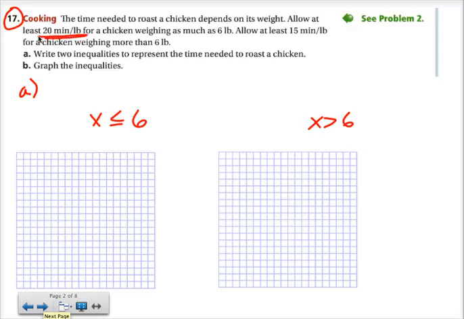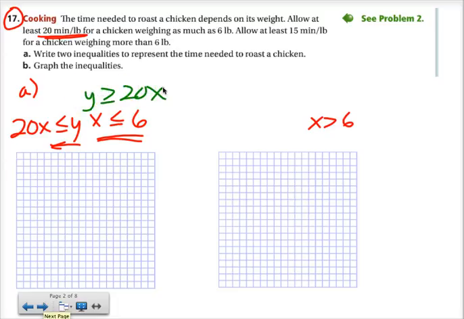Because allow at least 20 minutes per pound for a chicken weighing as much as 6 pounds. That's these chickens over here. So what's going to happen is we're going to have to take 20 times the number of pounds, and it says at least 20 minutes per pound. So then we have to figure out, well, how do we make this work? Well, the time, y, and you read that off from the right-hand side this way, needs to be greater than or equal to 20 times the number of pounds. So I'm going to rewrite that one in this direction. Maybe it'll make more sense if you see it that way.